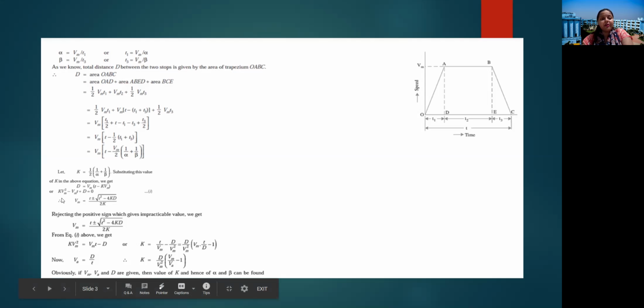So just remember for the trapezoidal speed time curve, the standard equation is Kvm squared minus Vmt plus d equal to 0, where d is the total distance traveled, t is the total time, Vm is the maximum velocity, and K is a constant whose value is half into 1 by alpha plus 1 by beta, where alpha and beta are the acceleration and retardation constants.